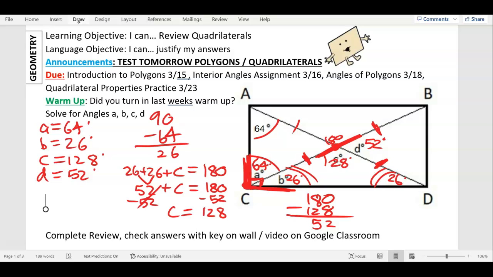You want to finish this review. You want to have checked your answers. I highly suggest you try it on your own first before you check answers. Some of y'all just copy down answers. That literally doesn't help you. Okay? If you don't think about it, it's not going to help you tomorrow on your test. All right, so let's go ahead and get started on this review.